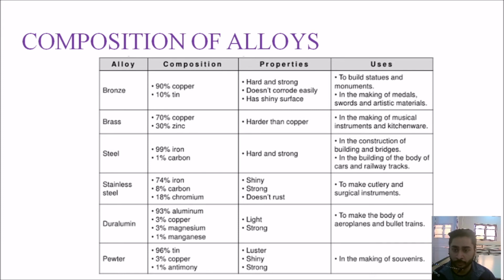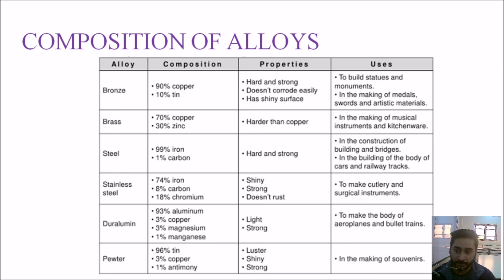The second most common alloy that we have is brass. It is 70% copper and 30% zinc. You should remember these compositions. They can appear in your MCQs and examinations. So brass is actually harder. The main property that makes it useful is that it is harder than copper itself. It is used for making musical instruments and kitchenware.